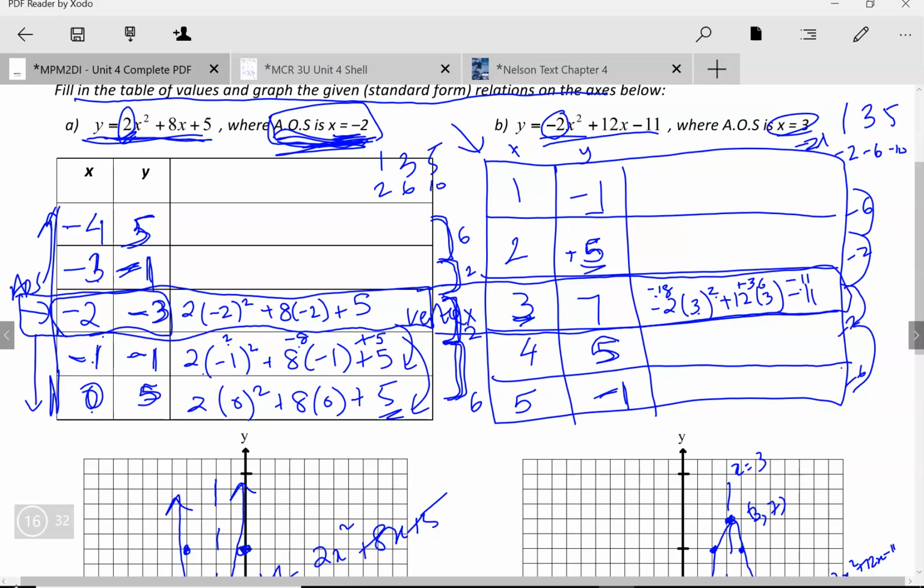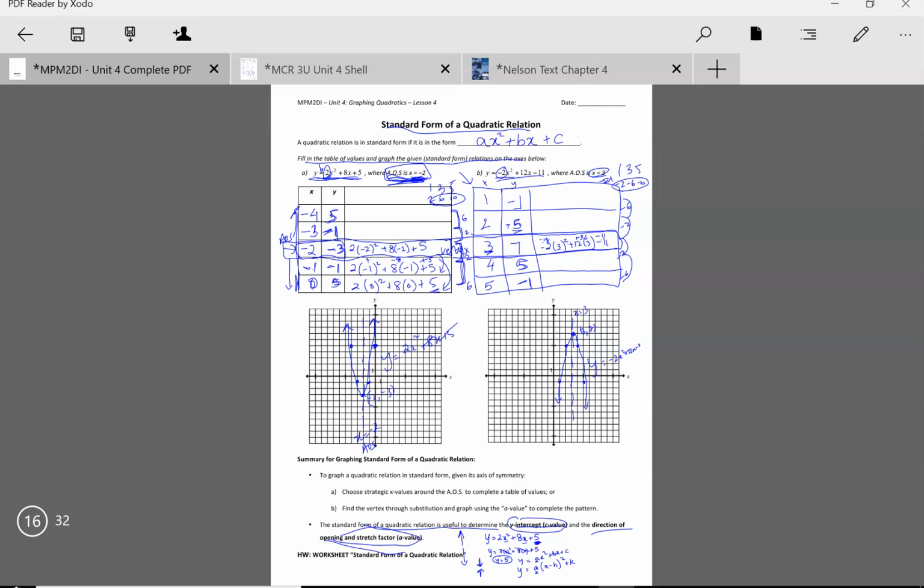Or you can make use of these step values that we talked about in the previous video, where our standard step value is 1, 3, 5, and you have to multiply that by the a value to get your step values for this graph. And then you just fill in your table, plot the points, and you can complete the graph. That's basically it. Like I said, it's not a very complicated lesson.